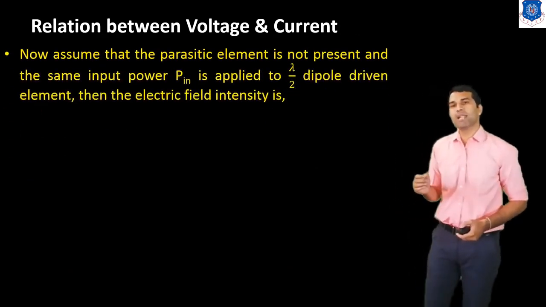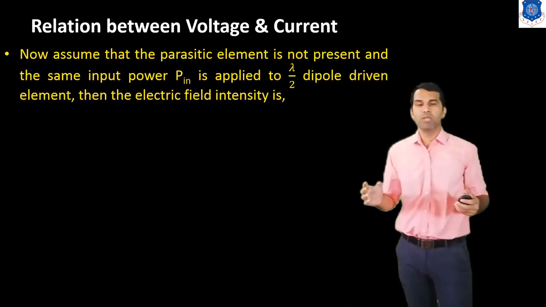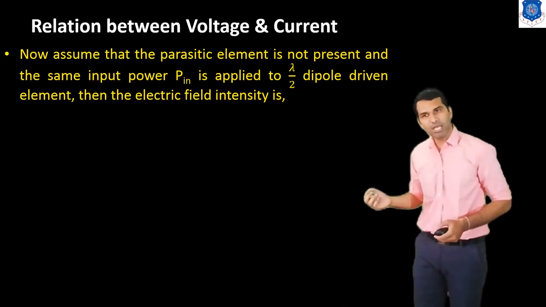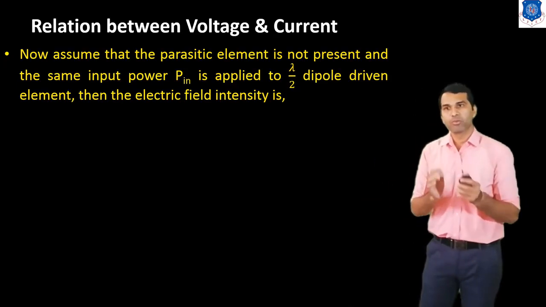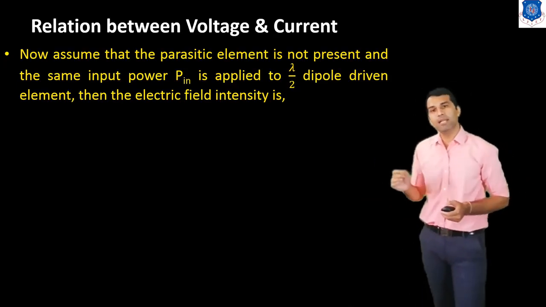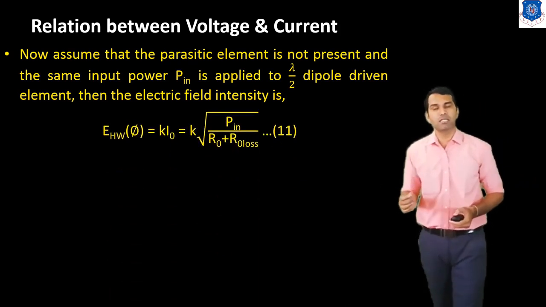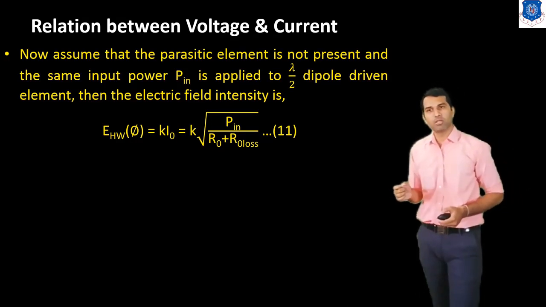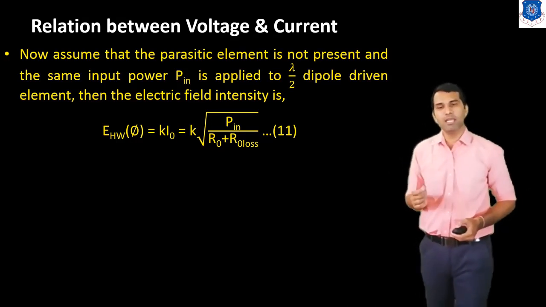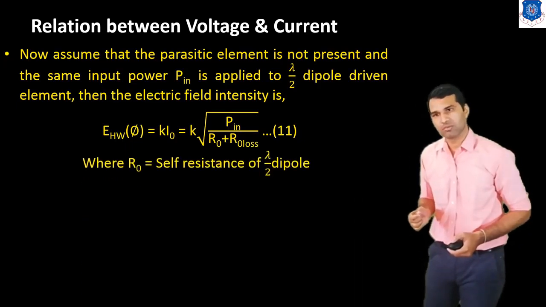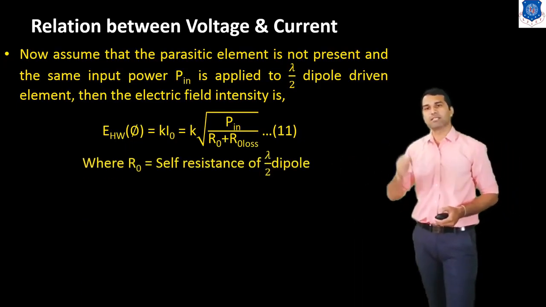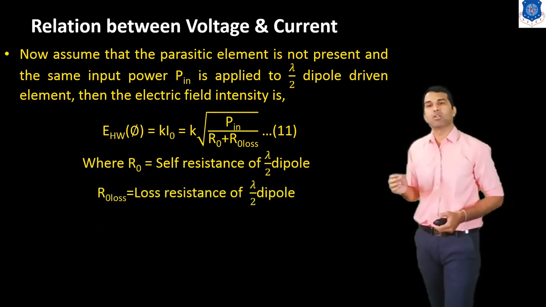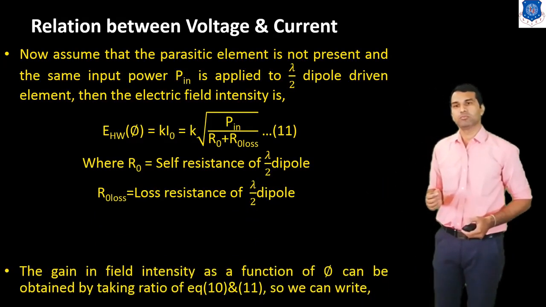Now assume that the parasitic element is not present. Now we consider this condition. The parasitic element is not present and the same input power Pin is applied to the lambda by 2 dipole single element. Then the electric field intensity, we can write E HW phi is equal to K into I0, and I0 we know is nothing but the under root of Pin upon R0 plus R0 loss, where R0 indicates the self resistance of the lambda by 2 dipole. R0 loss indicates the loss resistance of the lambda by 2 dipole.